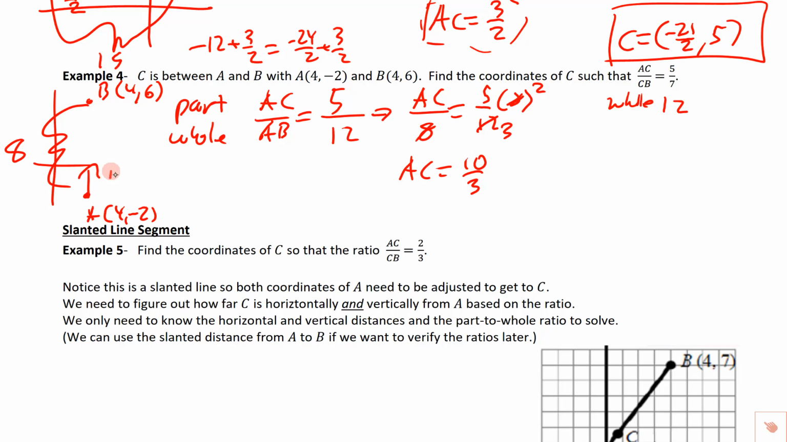So that's how far we go up. We go up 10/3. So D came in late. Let's see if you can answer this. D, can you give us one of the coordinates for C? X coordinate is 4. Okay. Caleb, can you tell us how we find the Y coordinate for C?